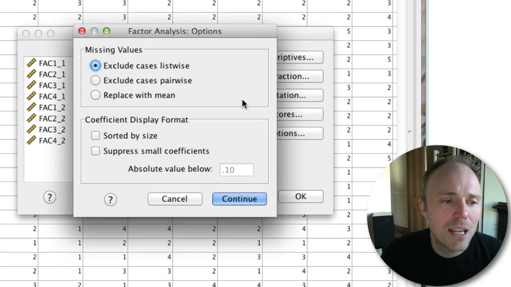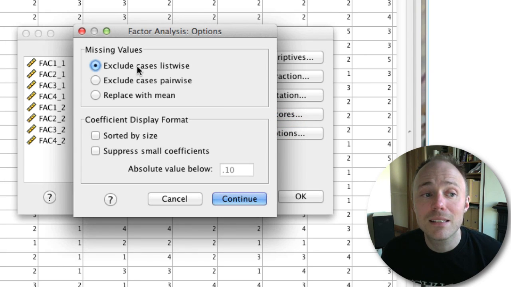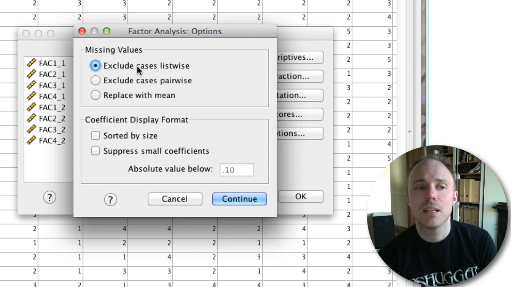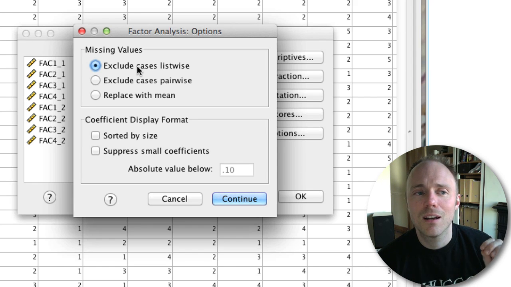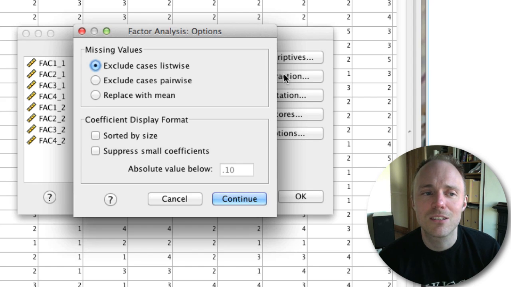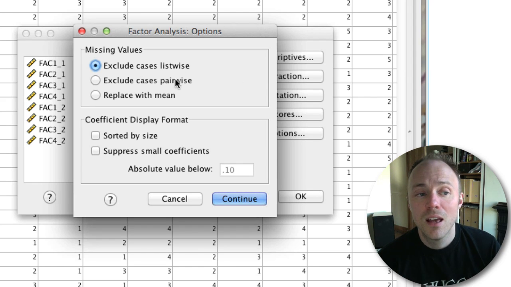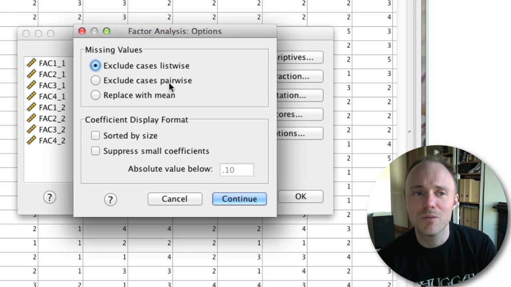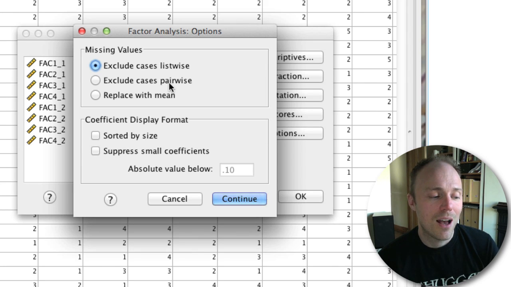And in terms of options, the main options here are, if you've got missing data, you can choose how to deal with it. So if you've got a case that has any missing data, you can exclude them from the whole analysis. That's what exclude cases listwise means. You can exclude cases pairwise, which means if a person has a piece of missing data for one variable, it will still include all their other data. It just won't include their data for the variable that they've got missing values on.